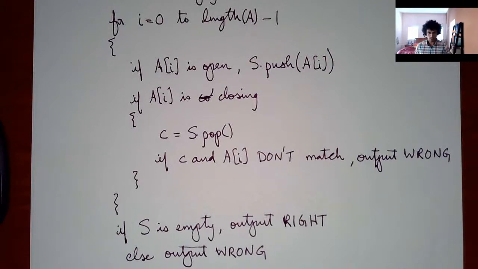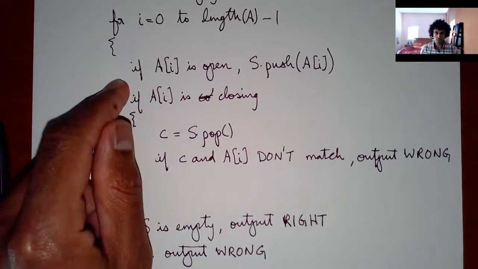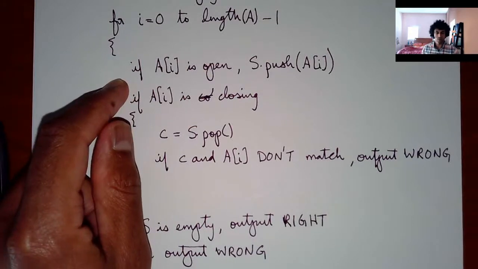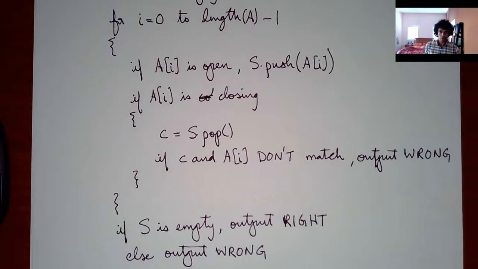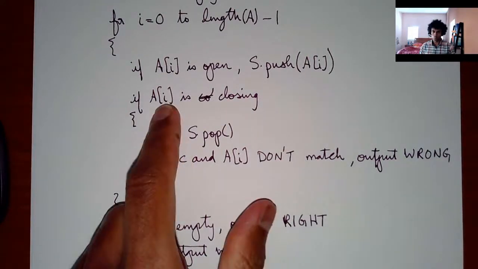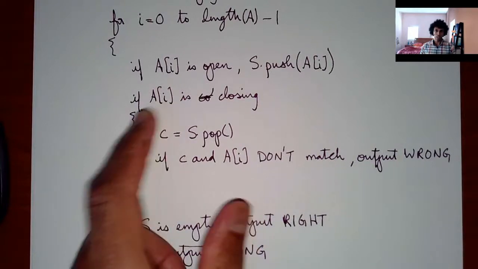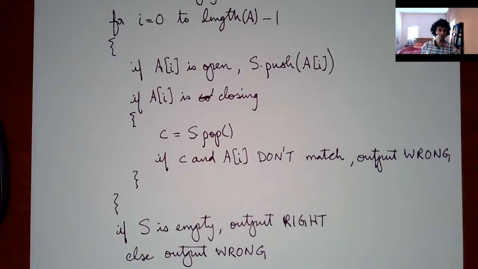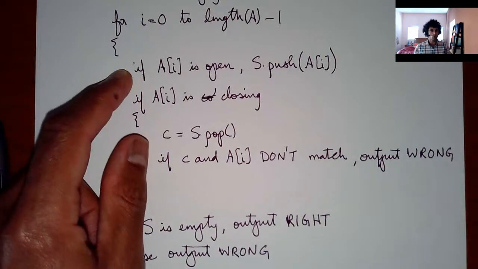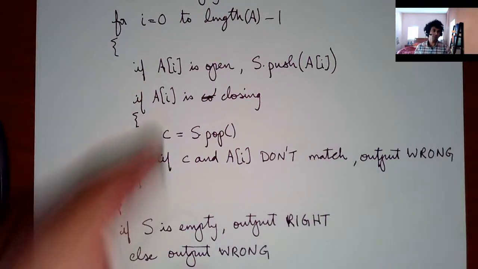So let me say this again. If it's an opening symbol, push it onto the stack. If it's a closing symbol, pop the stack and check if it matches with the closing symbol that you're currently looking at. And if it matches, then just go on. If they don't match, then immediately output wrong. And at the end, the stack should become empty. And you can see the stack should become empty because for every opening, there needs to be a closing that matches.